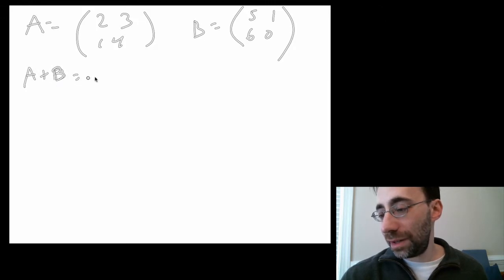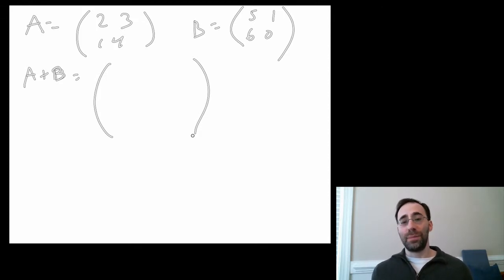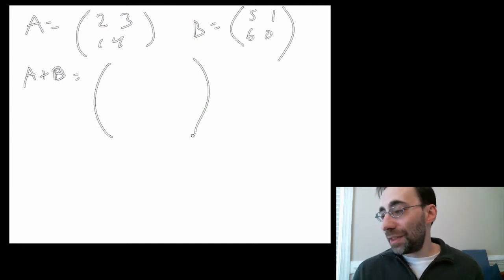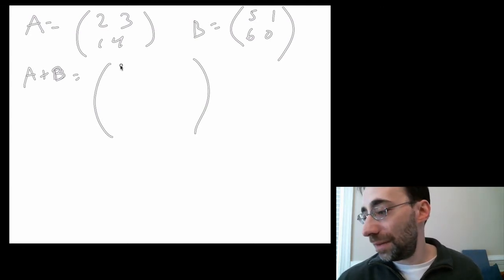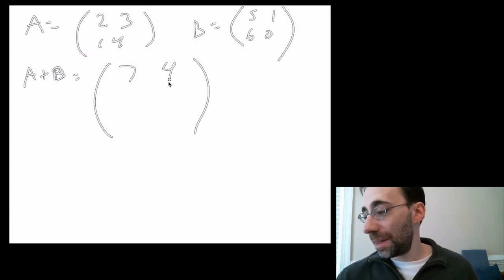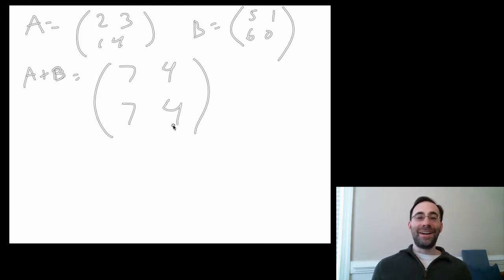Just like for a vector, you add all the matching components, add all the matching elements together. I should say, components is used often for vectors only, whereas elements is used for both vectors and matrices. You often don't say components of a matrix. Anyway, so you add this together. So 2 plus 5 is 7. 3 plus 1 is 4. 1 plus 6 is 7. And 4 plus 0 is 4. And you get this matrix for A plus B.